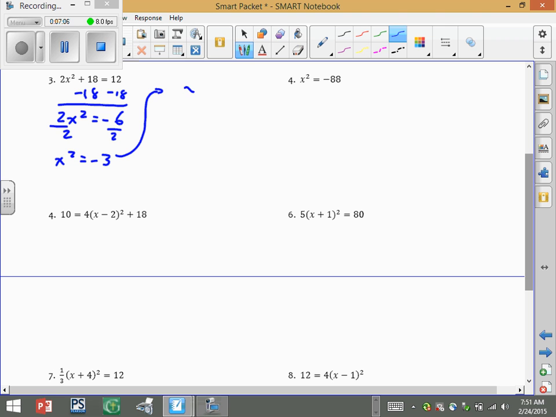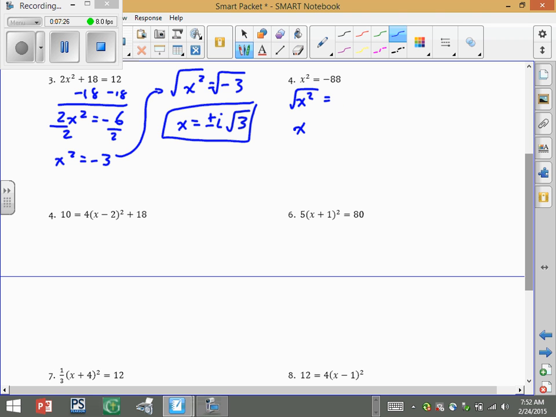So now I can go through the process of taking the square root of both sides. So square root of x squared turns into x. This turns into plus or minus root 3. We can't simplify it anywhere, but we can pull out the i because it's a negative 3 under the square root.